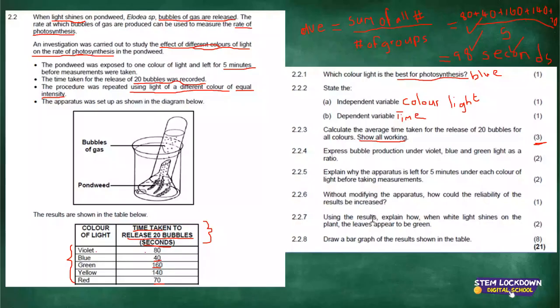That's correct, Danielle. You got it correct. Question 2.4 reads, express bubble production under violet, blue, and green light as a ratio. The mark allocation is 2 marks. So we'll be looking at violet, which we know is 80. It's a ratio, remember? Guys, it's not an exclamation mark, I was trying to make a colon. And then we have blue, which took 40 seconds. Then we have green light, which is 160.